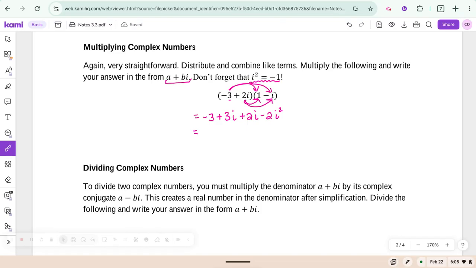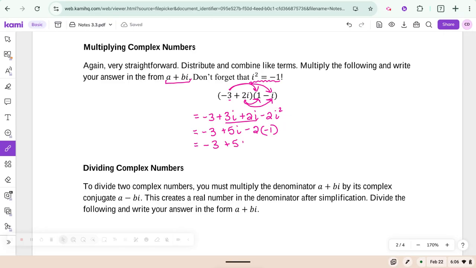So I can simplify this. I have my minus 3. I can combine 3i and 2i to make 5i. And also, don't forget that i squared is equivalent to negative 1. This is how multiplying complex numbers differs from multiplying two binomials. Usually the letter is just a variable, but in this case, i is not a variable because i squared is negative 1. So of course I can simplify this a bit further.